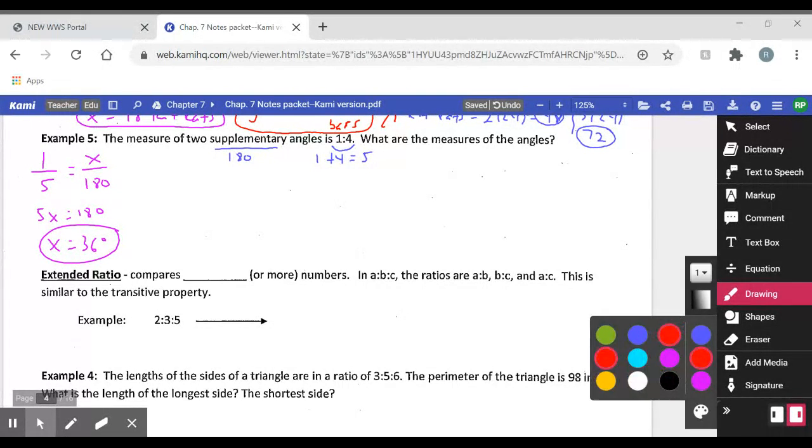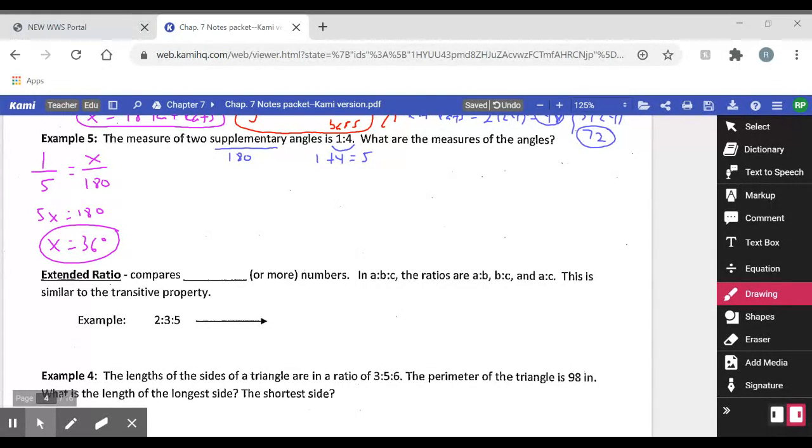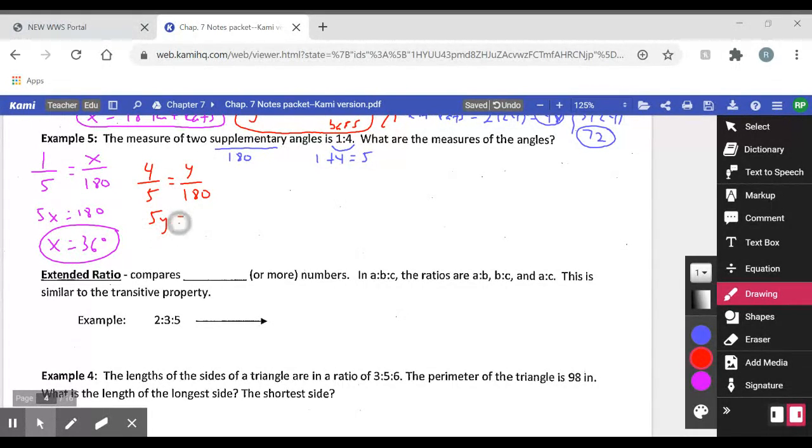Or I could set up a new proportion, which would be 4, the other part of the ratio, over the total amount 5, is equal to, actually I'm going to use y this time to represent something different here, y over 180. If I solve there, I get 5y is equal to 720. And if I divide by 5 on each side, I end up with 144 degrees. Okay, so that's one way to do it.